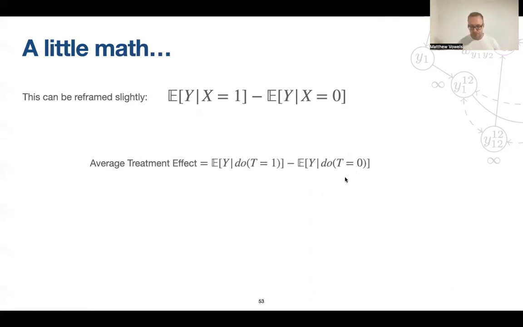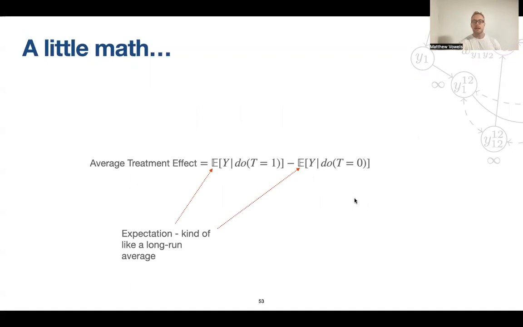And our task, using the rules of DAGs, as I'll talk about, will be to go from this theoretical quantity written out in terms of do operators, which describes the idealized case when we can perform an experiment, when we can manipulate ourselves as experimenters whether or not someone gets treatment, to being able to estimate this from the data that we have to hand, which is probably not going to be experimental, which is going to be observational data.